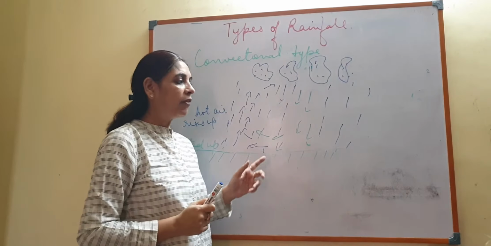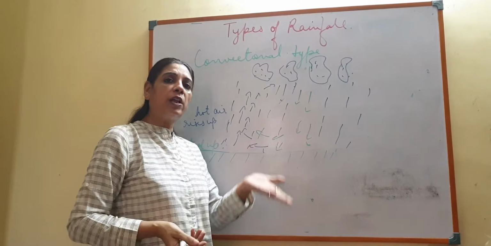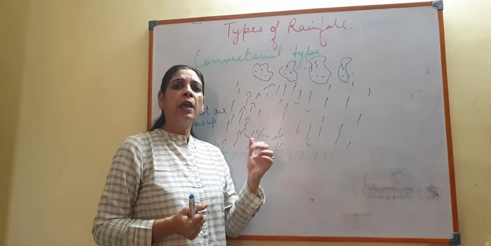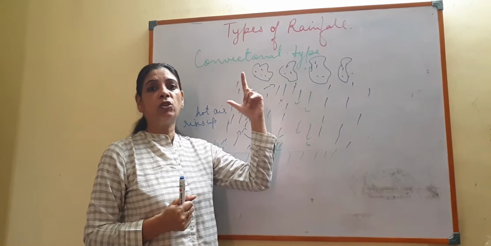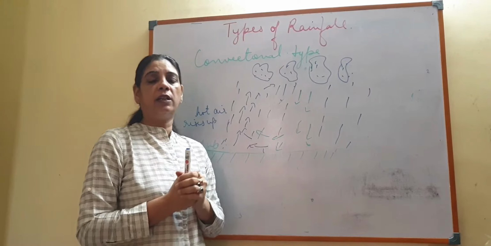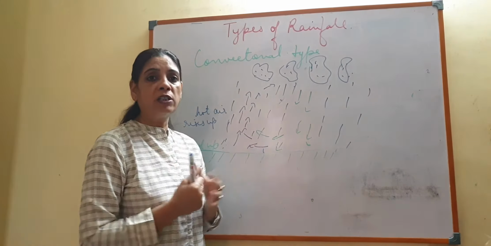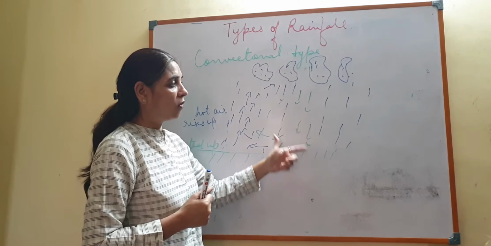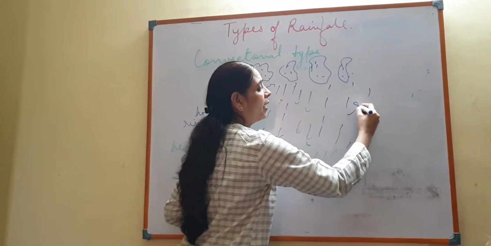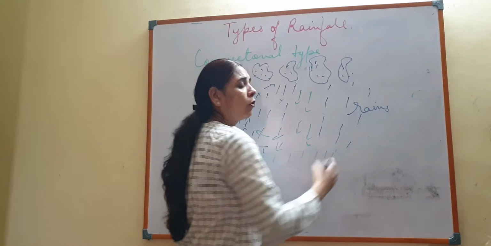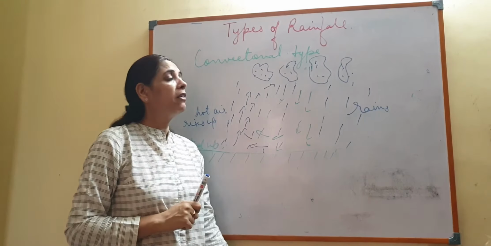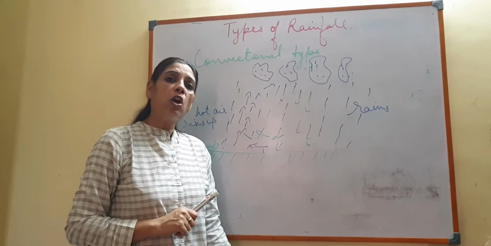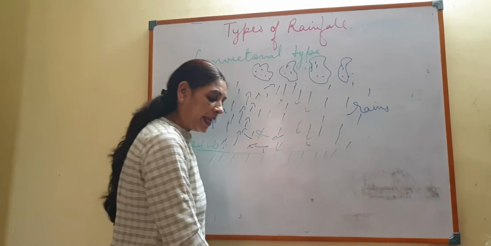In the equator it's very hot all the year round. Hot air rises up early from the morning and by 3:30, 4 o'clock in the evening the clouds are formed and they are saturated, and as the sun is about to set, the air cools, the dew point is reached and the clouds burst and fall as rain. So the rain occurs at about 4 o'clock in the evening in the equatorial areas. So this is convectional type of rainfall, very common in the equator.